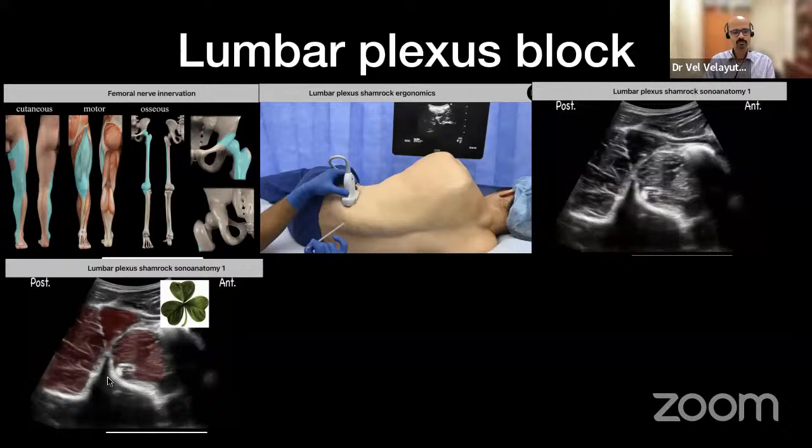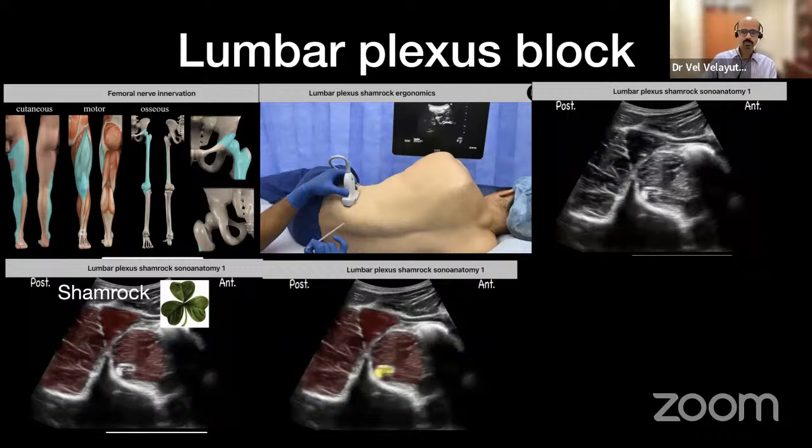Now, somebody again wanted to name this block, so they named it the shamrock view. And if you've not seen a shamrock, it's a three clover leaf, sort of common in Ireland. So this is called a shamrock view, and that's how it's spelled. So you want to basically see the three muscles, but the main muscle you're interested in is the psoas muscle. Why are we interested in the psoas muscle? Because our lumbar plexus is situated within the muscle belly of the psoas muscle. So that's why you want to see a psoas muscle.